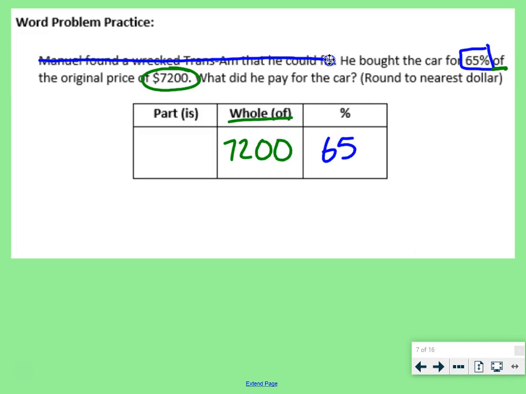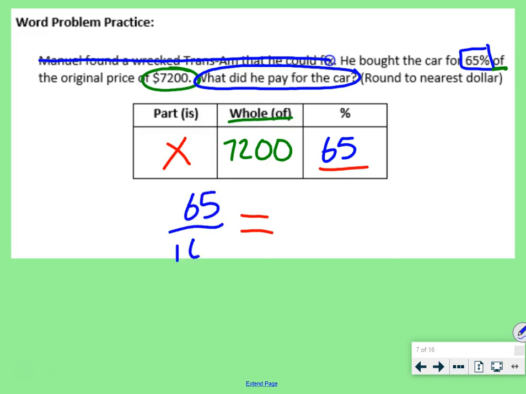What did he pay for the car? That's a part of the whole. He didn't pay the whole price of the car. He didn't pay the original price. He paid 65% of the original price. So we need to figure out what price he did pay. Again, we're setting up a proportion. So we have the percent, which is 65 out of 100, equals is, the part, over of, the whole. Now we have a proportion that we can solve so we can figure out how much he paid for the car.